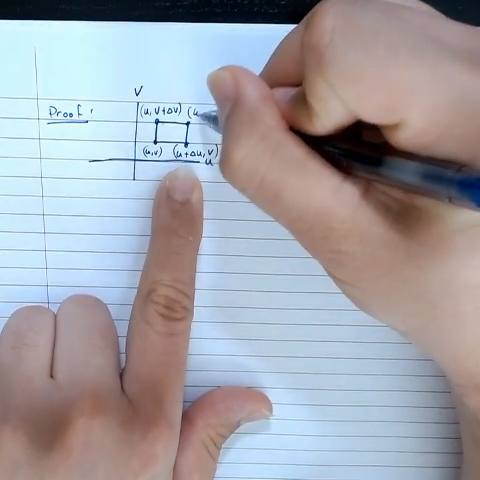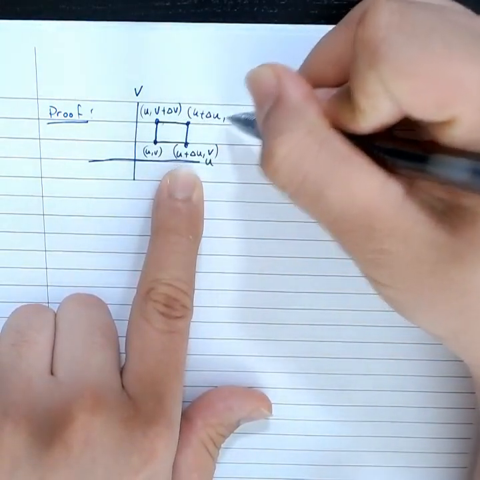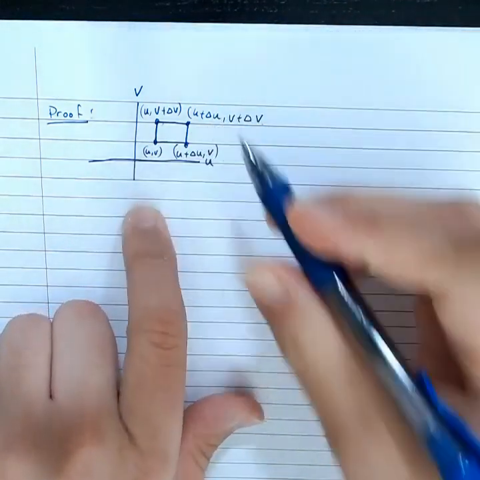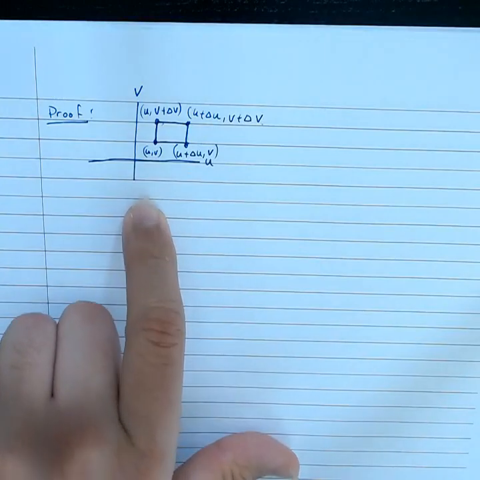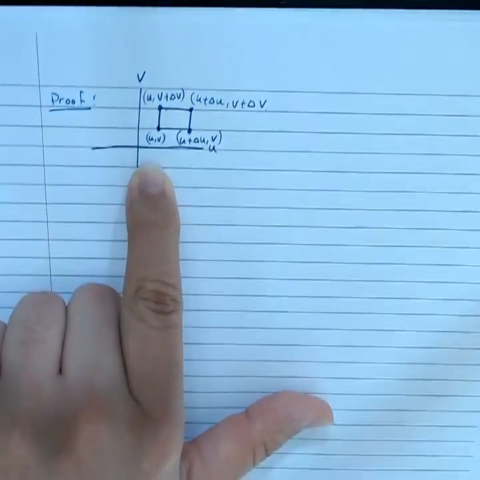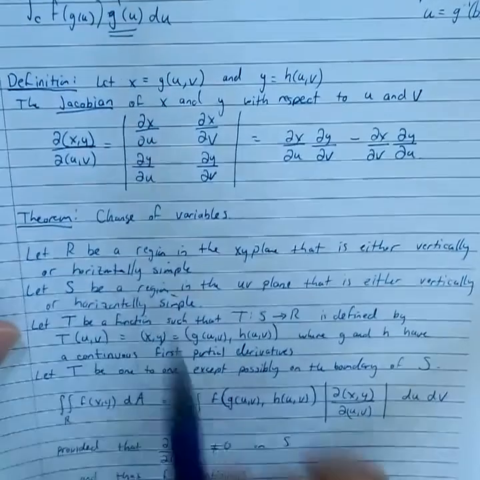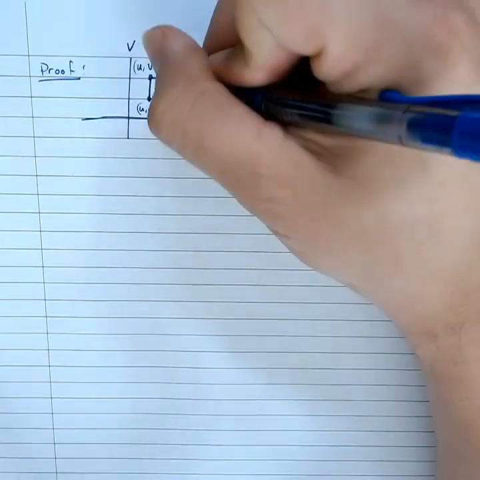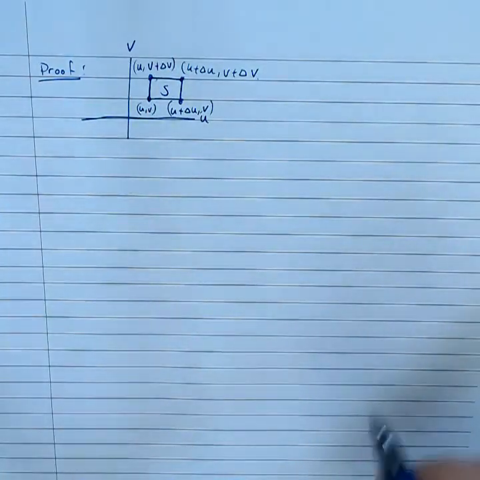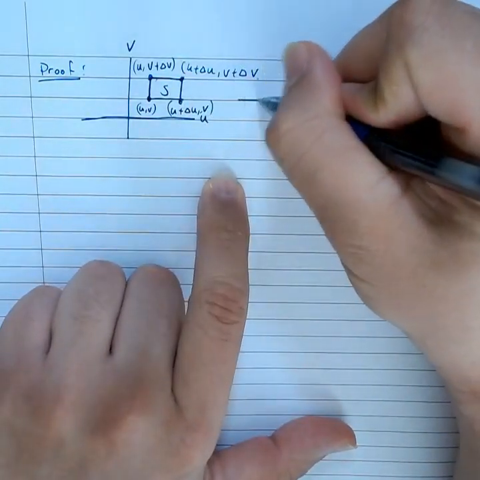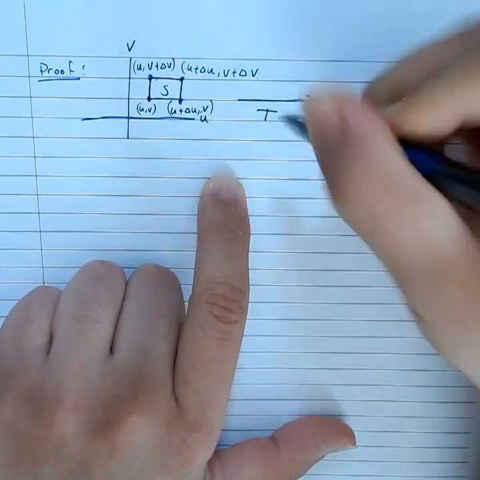So this must be u plus delta u, comma v plus delta v. Okay, so now this is a region in the UV plane. You haven't defined a function yet. Since that's a region in the UV plane, we're calling that one S. So that is S. Now we have a function, which we're calling T, which will take this into the xy plane.